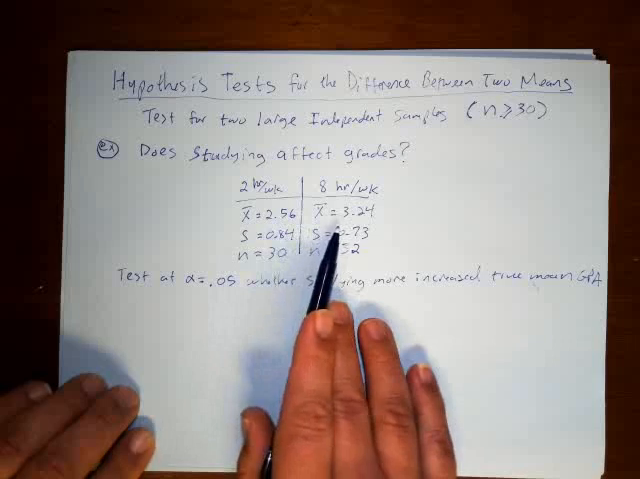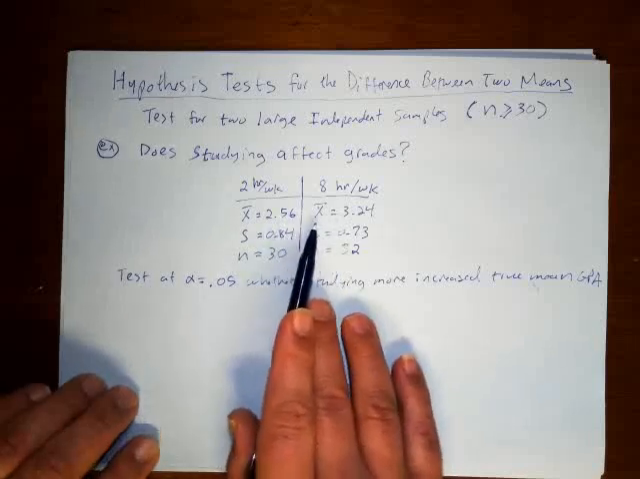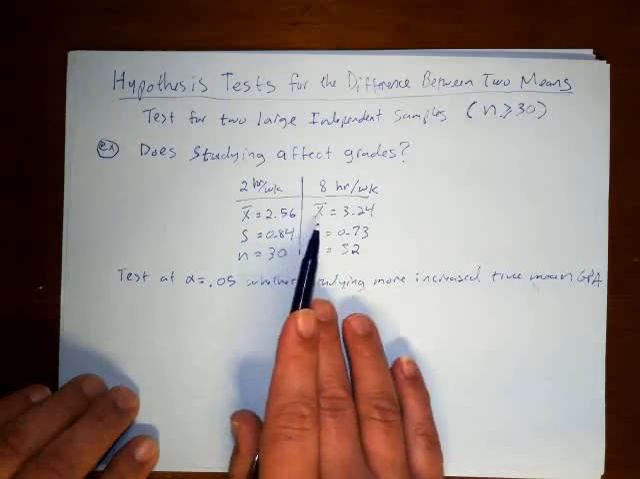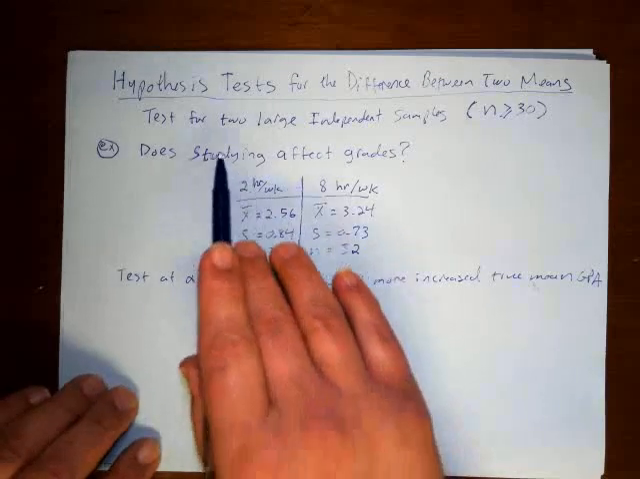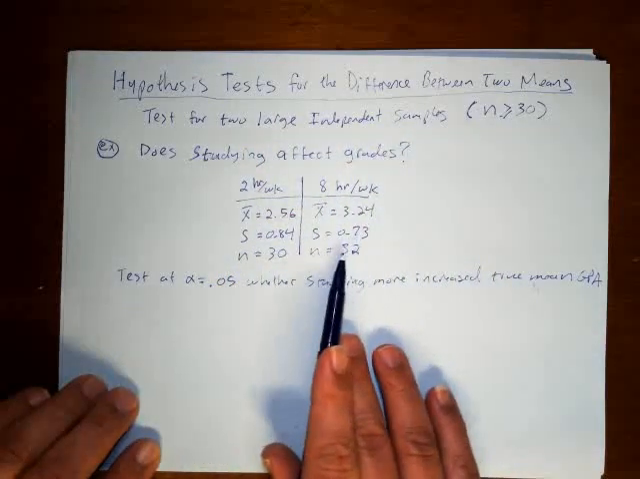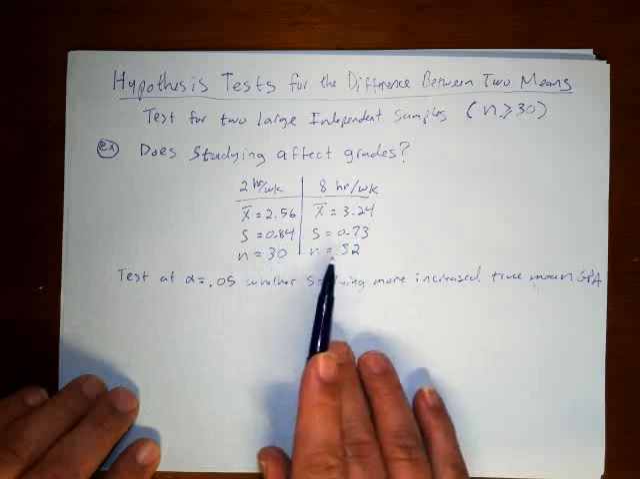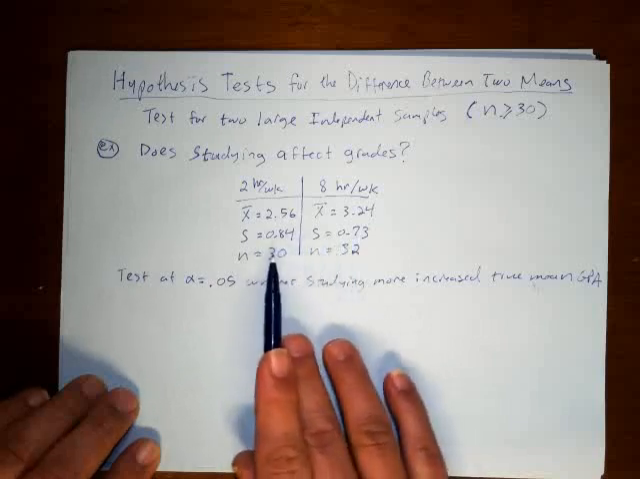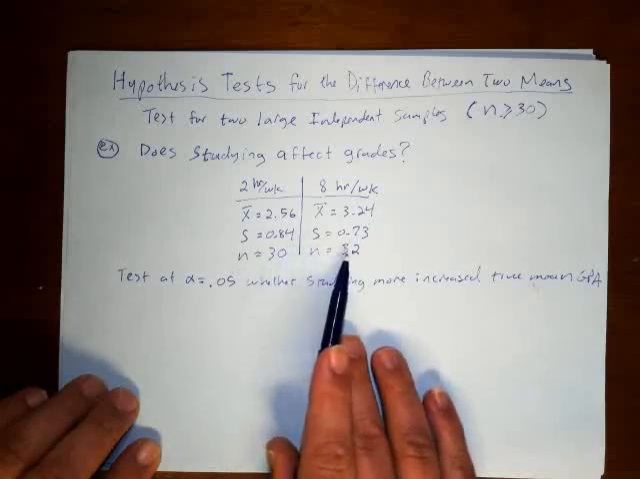And so these are like two means. These are two sample means. And what you're wanting to see is if there's a significant difference between the two means. Okay, so what I mean by independent samples is that the students were just randomly divided between the two groups, and there's no connection between them. These are two independent samples.